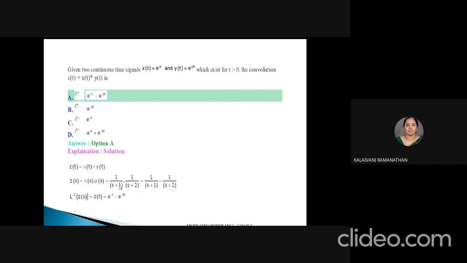Then you have to apply partial fraction. So you have to write the next step as a by s plus 1 plus b by s plus 2. Then you have to note down the results for your a and b. So in this case, you have your a value as 1 and then b value will be equivalent to minus 1.